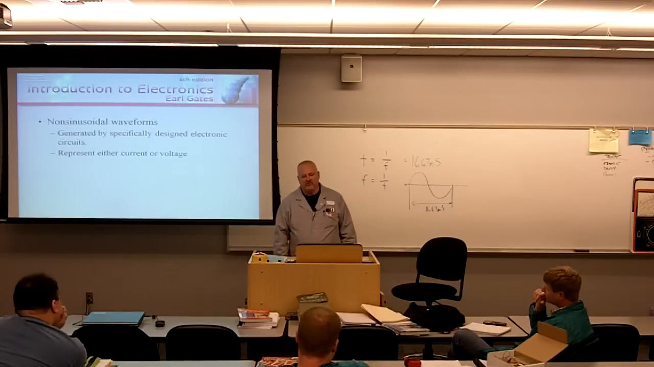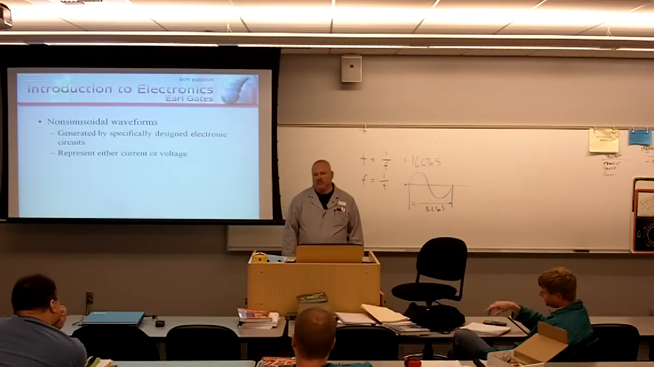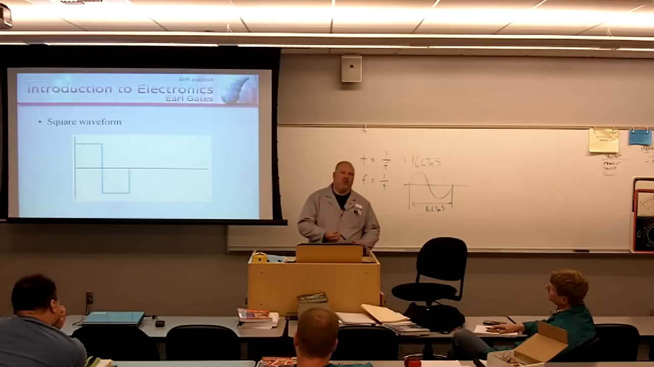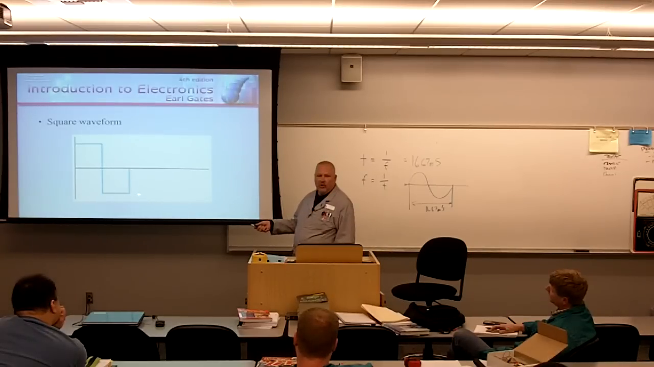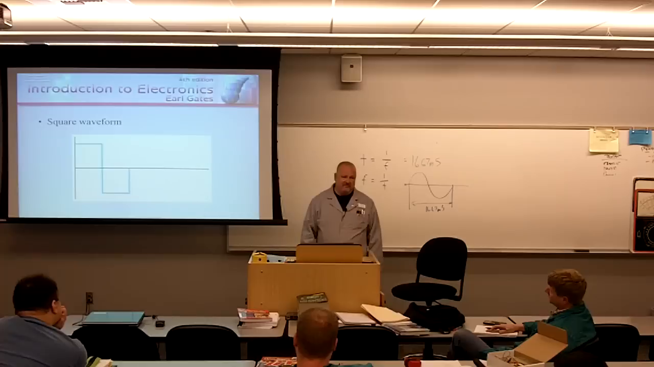Non-sinusoidal waveforms are generated by specifically designed electronic circuits. They're used to represent either current or voltage. This is known as a square wave. The thing I want you to remember about a square wave is half the time it's on, half the time it's off. Okay? And it looks square, literally half of it's on, half of it's off. On and off, on and off, on and off, square wave.